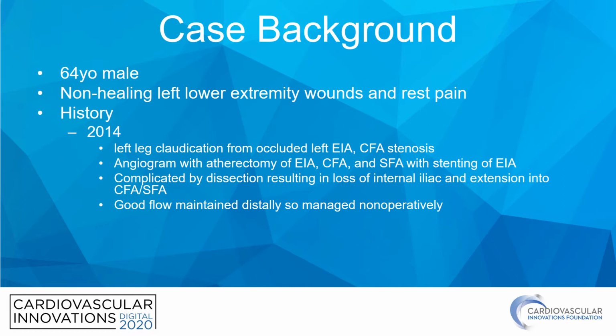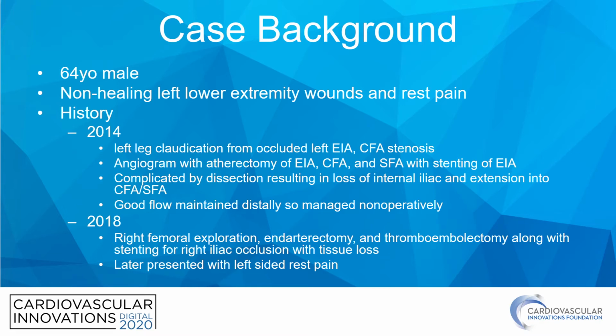Angiogram was performed with recanalization and eventual atherectomy of the external, common and SFA with stenting of the external iliac. This was complicated by dissection, resulting in the loss of the origin of the internal iliac, and the flap extended into the common femoral and SFA. The profunda filled retrograde from a fenestration in the SFA and did come off the false lumen. Good flow was maintained distally, so this was decided to be managed non-operatively.